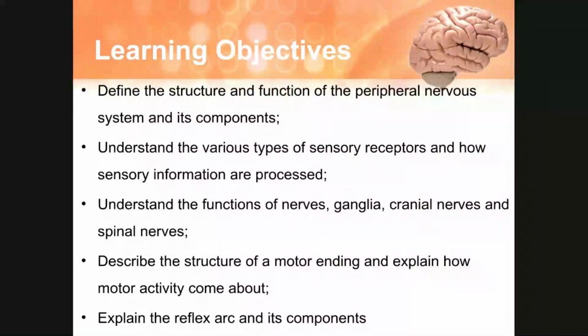If you look at the learning objectives, you will be studying about the functions of the peripheral nervous system and its components, understand various types of sensory receptors and how the sensory information is processed, and understand the functions of nerves, ganglia, cranial nerves, and the spinal nerves, and describe the structure of motor endings and explain how motor activity is taking place. Explain the reflex arc mechanism and its components. So these are the learning objectives. We will be going through it.